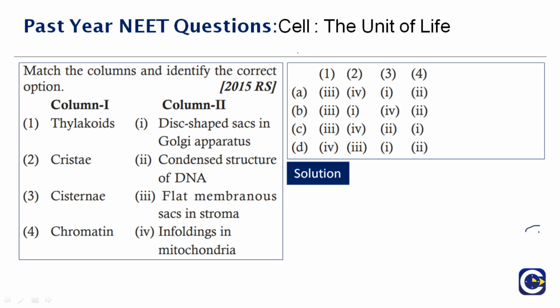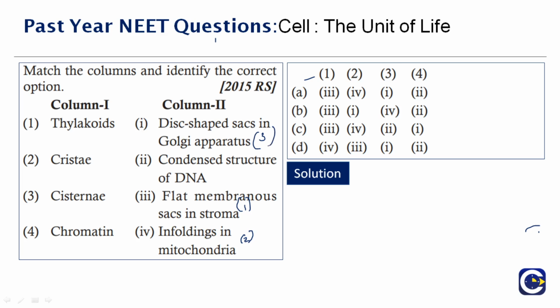Now if you take cristae, any guess? Cristae are the infoldings that are present in the mitochondria. Okay, so the correct answer for this, see, thylakoids will come here. Okay, and this part, if you see, cristae belongs here. Okay, now coming to what is cisternae. What is cisternae? I think it should be easy now. Cisternae are the disc-shaped sacs that are present in the Golgi apparatus.